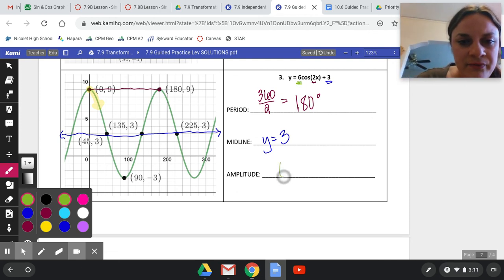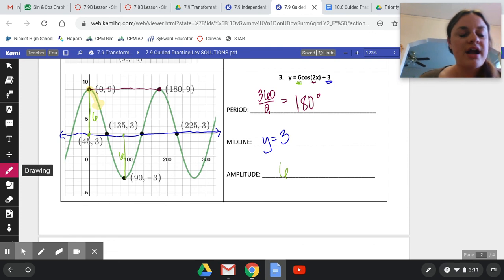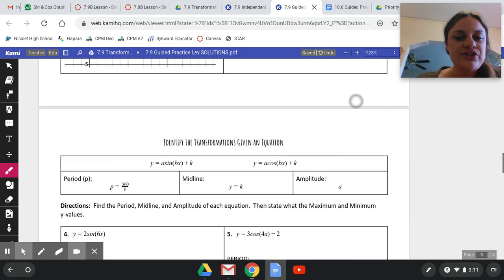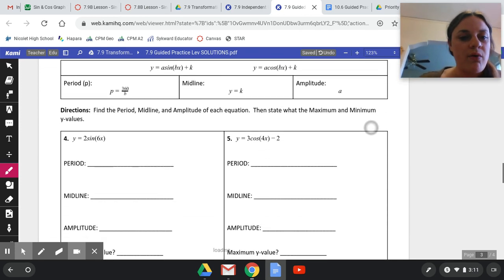It's my A value. And again, going from my midline to my highest high is 6 units, or my midline to my lowest low is also 6 units. All right, so you now know how to find these things on the graph and in the equation. So let's take a look if you're just given one or the other.